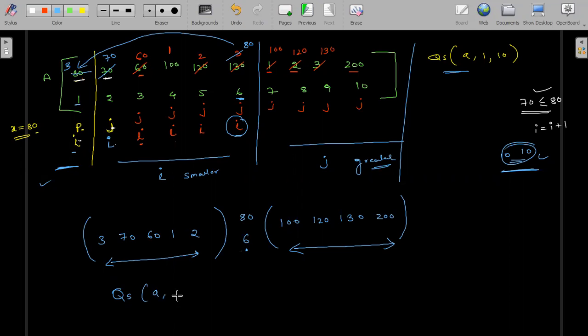A comma, 1 comma 5. Why am I writing 1 comma 5? You can ask me up to here, no need to go beyond, only up to here. After that, 7 to 10. That is why quicksort here. You can ask me, sir, why? Already I wrote it, that's why 1 to 5. No need to get confused. 7 comma 10 is already over, 6 is over.